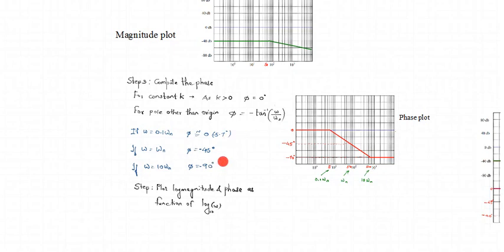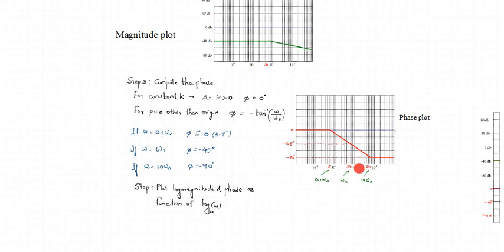Now let us plot these phases. What do we mean by 0.1 omega n? Omega n is 50. So 0.1 into 50 would be 5. Omega n is 50. Here is the second point. And omega n being 50, 10 into 50 is 500. So these are the 3 points where we see changes in the phase.